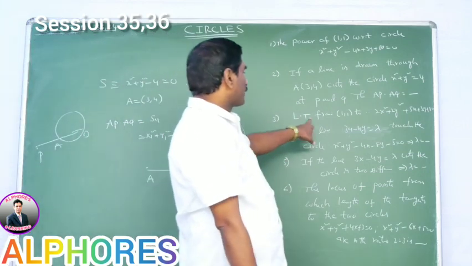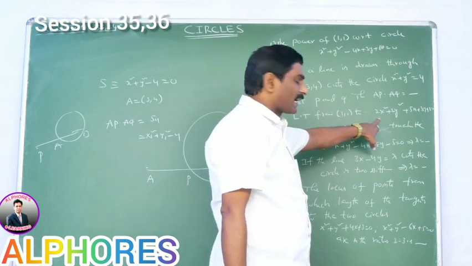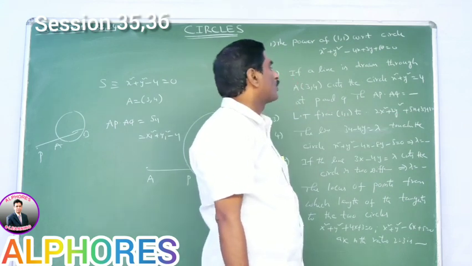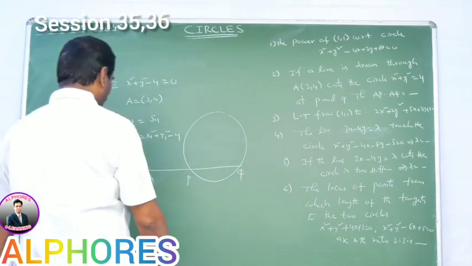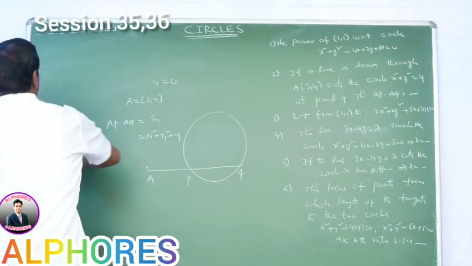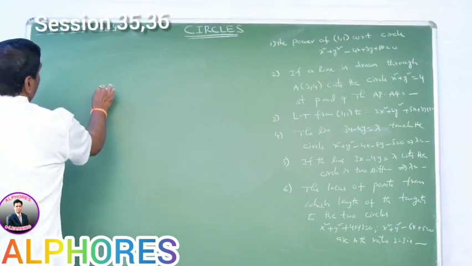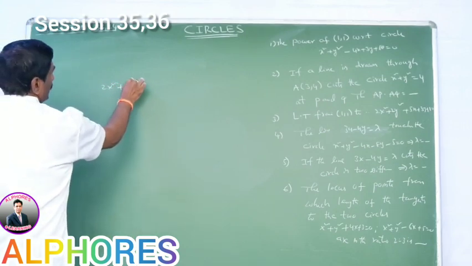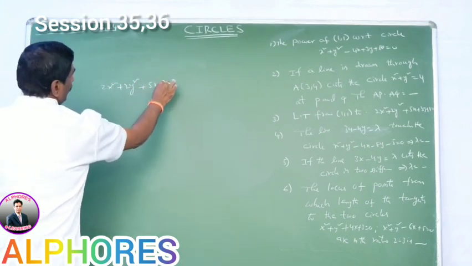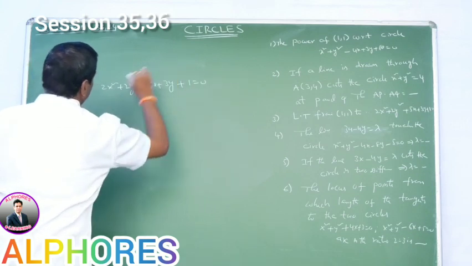Okay. Next, third one. Length of the tangent from 1 comma 1 to the circle 2x square plus 2y square plus 5x plus 3y plus 1 is equal to 0.